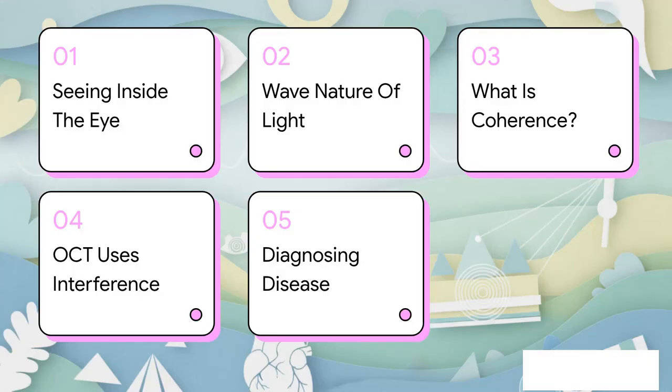Okay, so here's our roadmap for this explainer. 1. Seeing inside the eye. 2. The wave nature of light. 3. What is coherence? 4. How OCT uses interference. And 5. Diagnosing disease with light. Let's just jump right in.